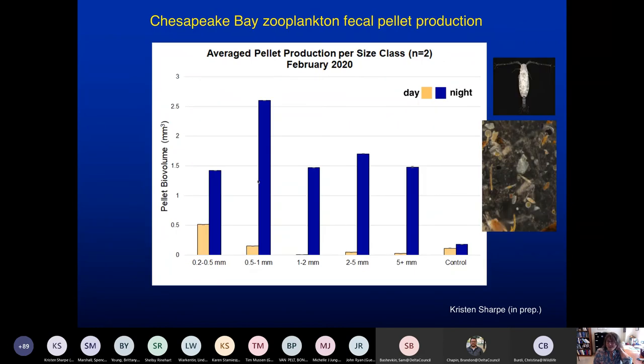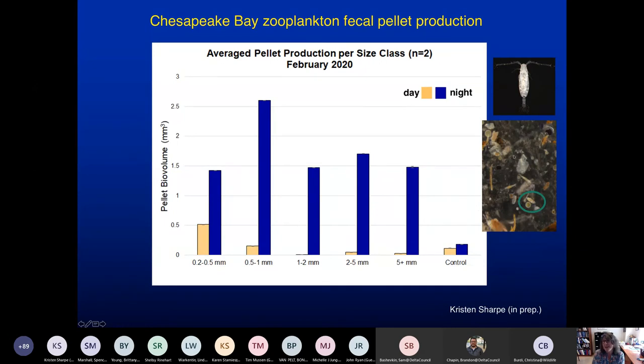And what's interesting is this can affect both grazing and carbon and nutrient cycling. So what she did here is some experiments looking at fecal pellet production by the zooplankton in different size classes and during the day versus the night. And this is the control, so this is fecal pellets, and we're measuring just biovolume, which is a measure of the total amount of fecal pellets here. And what she found is that during the day, there's a little bit of fecal pellet production over the controls, but at night, you can see there's a lot more fecal pellet production from zooplankton in all these different size classes.